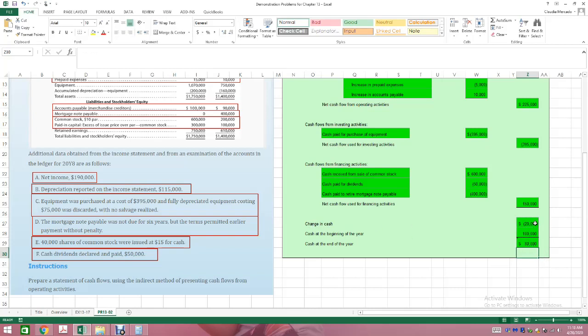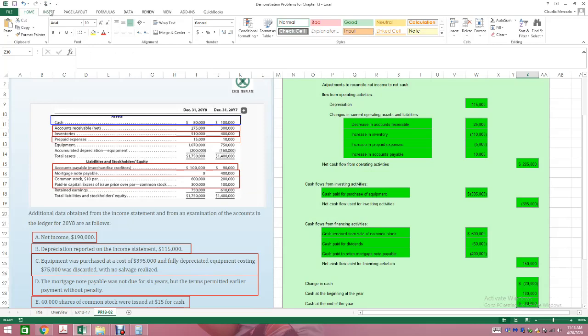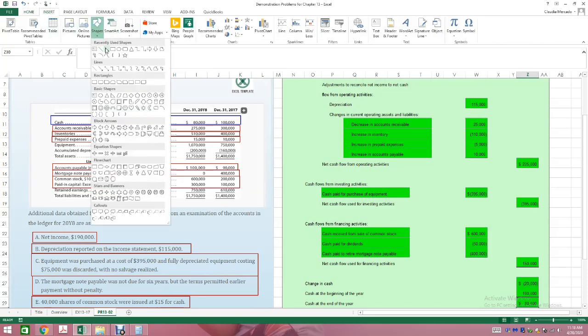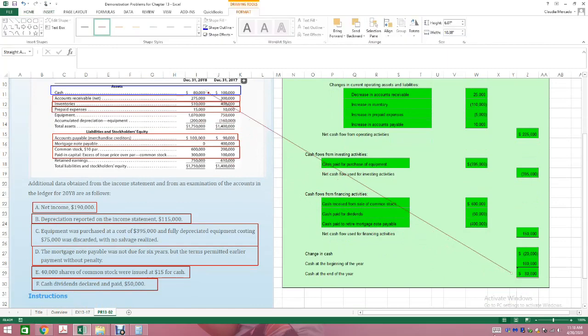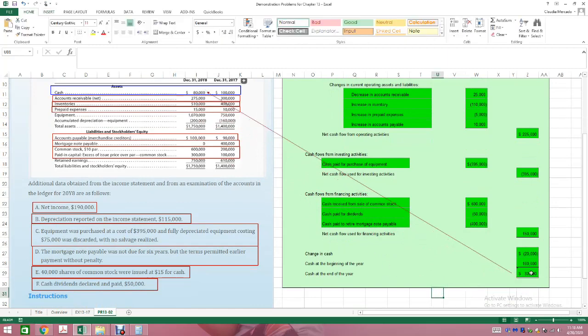So your change in cash, your cash decreased by $20,000 during the year. You started out with cash of $100,000. That means that your cash at the end of the year should be $80,000. And let's see if that $80,000 equals that number, and it does. So you see, that number needs to tie to that number all the time. And you need to make sure that your change in cash plus the cash at the beginning of the year will give you your ending cash balance.